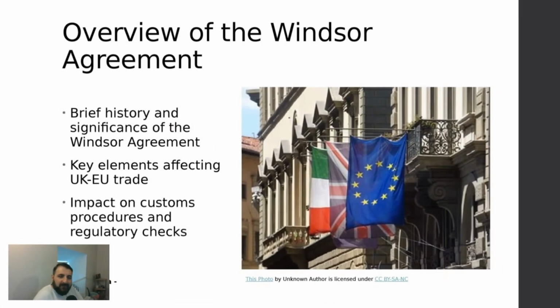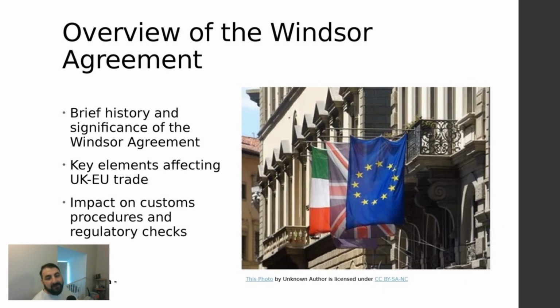All right, so we've landed on the Windsor Agreement. This is an important deal for trade between the UK and the EU. It was made to help manage the changes after Brexit, especially for Northern Ireland. This agreement makes sure trade can continue smoothly and fairly.